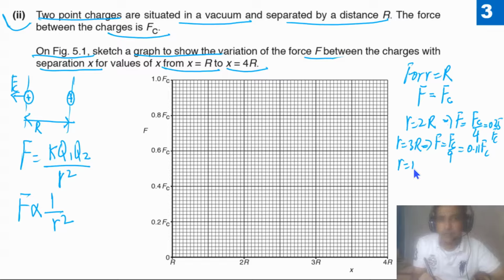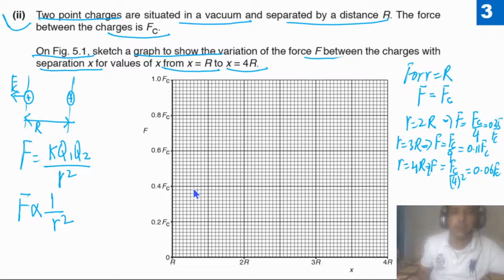And for r equal to 4r, F will be equal to Fc divided by 4 squared, which means 16, and this will be equal to 0.06 Fc. Now we have the values of force and we have distance, and we need to sketch. So first of all, when the distance is r, the value of the force is this, and when the distance is 2r, the value of force is 0.25.